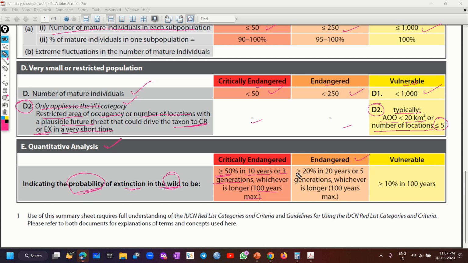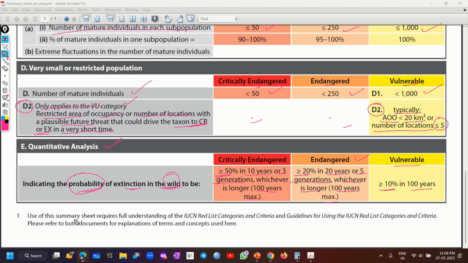Next, endangered. So in the endangered, 20% or more in 20 years or 5 generations, whichever is the longer, and 100 years is the maximum. Vulnerable, 10% or more in 100 years. So we are just indicating the probability of extinction in the wild. Okay, and it means in the wild area or in the forest. Okay, so how would it be possible? We just take the quantitative measurements or quantitative estimates, and then we find it.